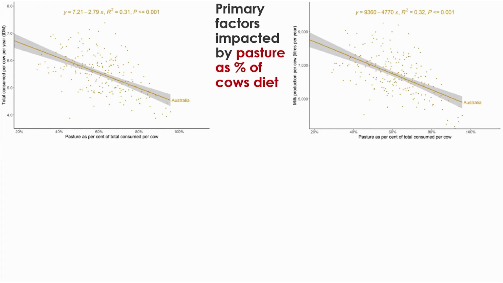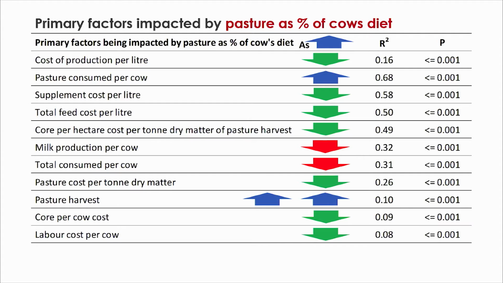So this table summarises the primary impact of increasing pasture as a percent of the diet, which include lower supplement and total feed cost per litre, lower core per hectare cost per tonne dry matter of pasture, lower pasture cost per tonne dry matter, lower core per cow cost, lower labour cost per cow, and importantly, higher pasture harvest. Changes in these ratios combine to significantly decrease the cost of production.